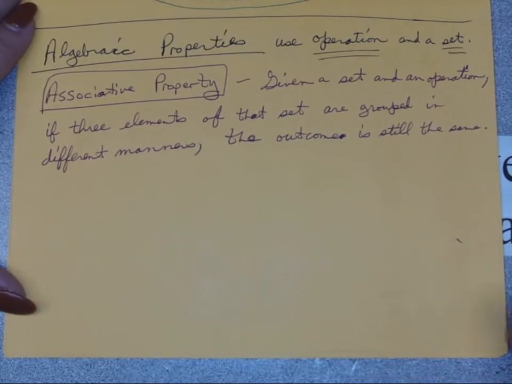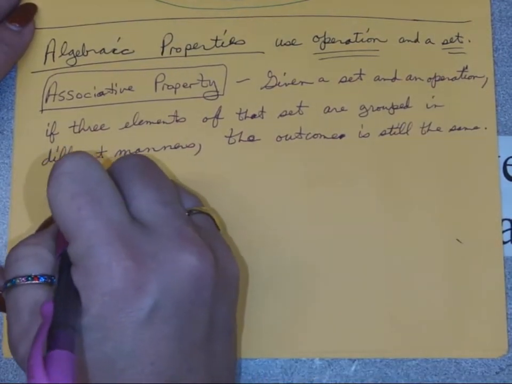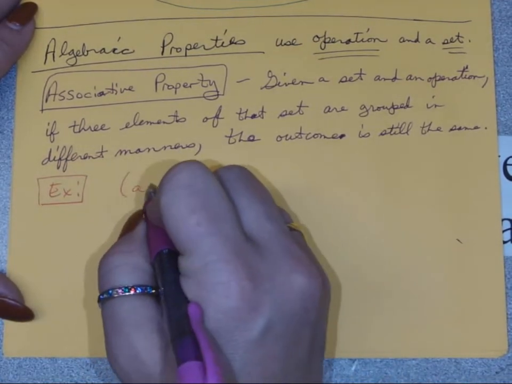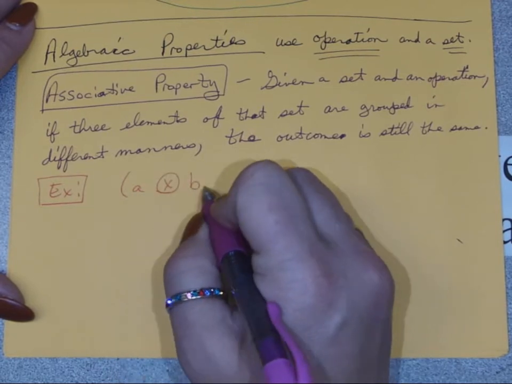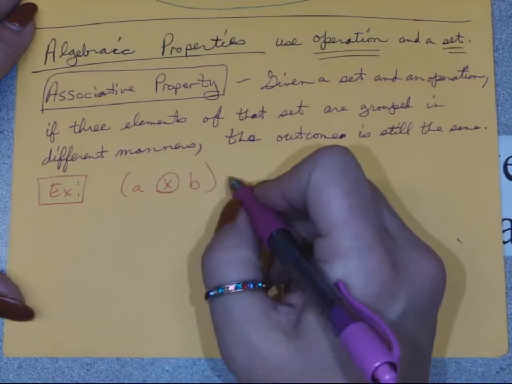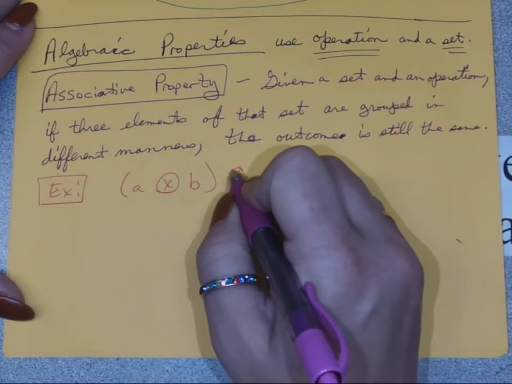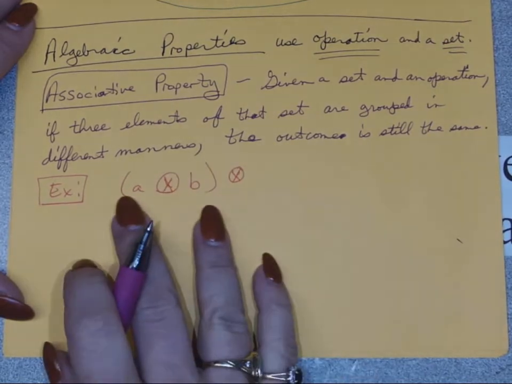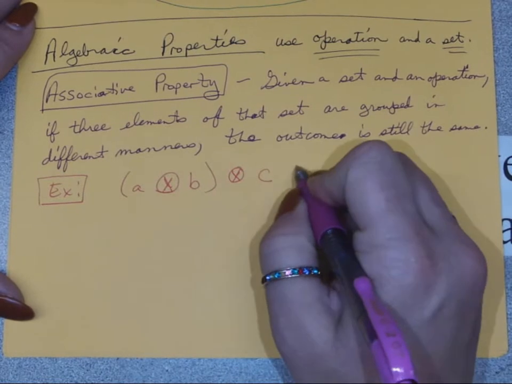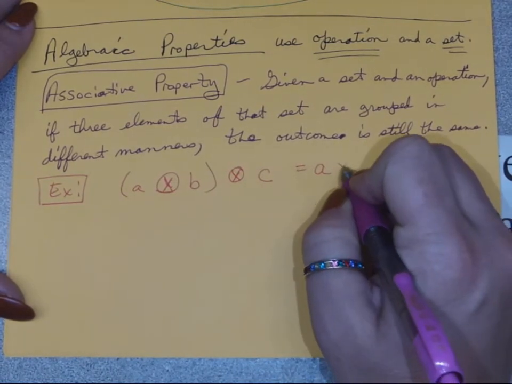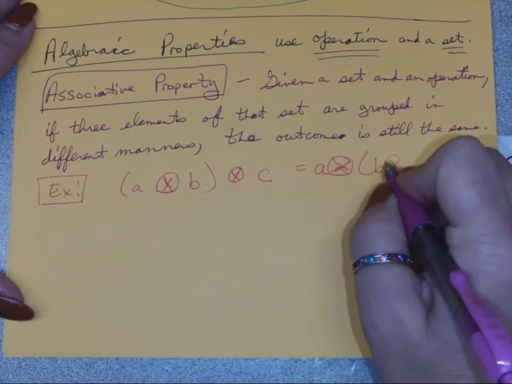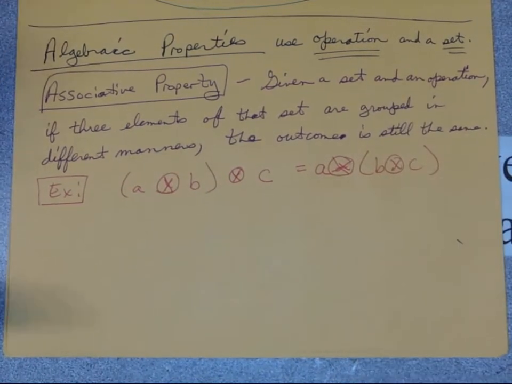So you start looking at it and you say, here's the example. I'm not always going to be really explicit like this, but they say A, and this notation means operation. A with the operation, whatever operation it is, B, those are in parentheses. And then we do the operation again, and we get C is equal to A operation B operation C.